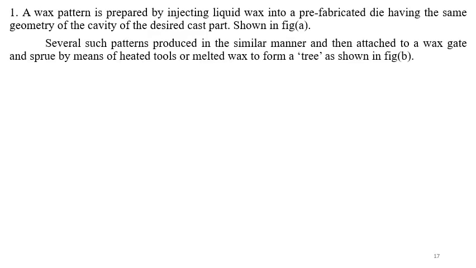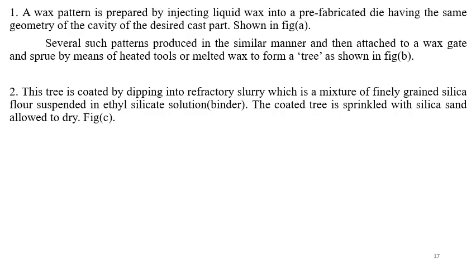Second, several such patterns are produced in a similar manner and then attached to the wax gate and sprue by means of heating, to form a tree. This tree is coated by dipping into refractory slurry, which is a mixture of finely grained silica flour suspended in ethyl silicate solution. It is called a binder. The coated tree is sprinkled with silica sand and allowed to dry, as shown in the figure.